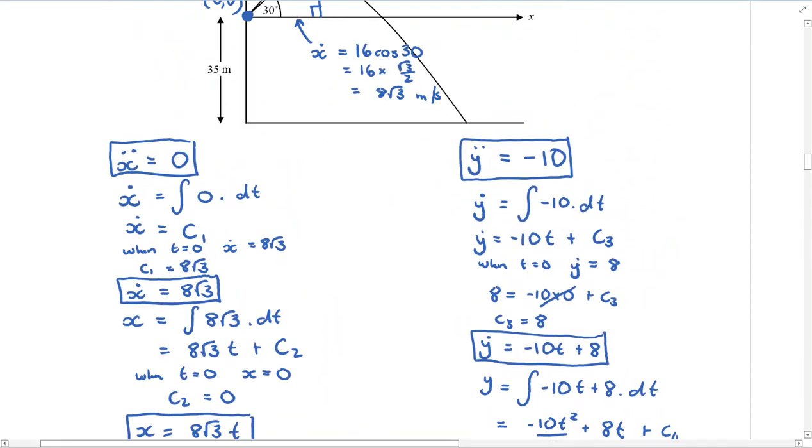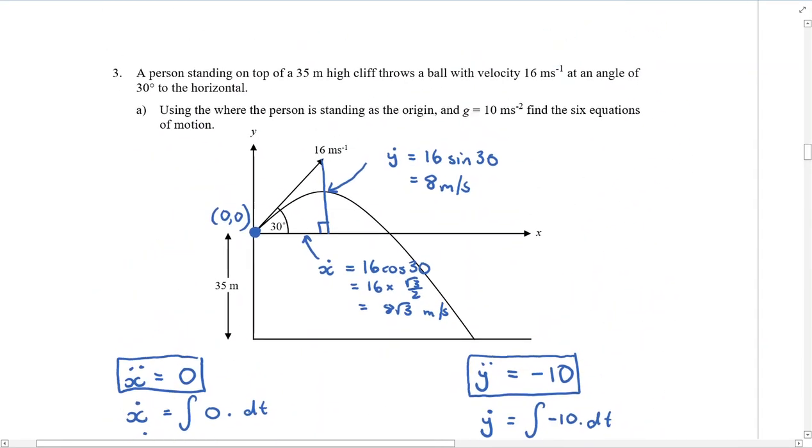Remember, okay, back to my diagram. Here's my diagram. We're starting at the origin. The projectile goes up, and it takes 0.8 of a second to get to the top there. And then we're going to keep going until it hits the ground. And I want to know the time it takes to hit the ground.